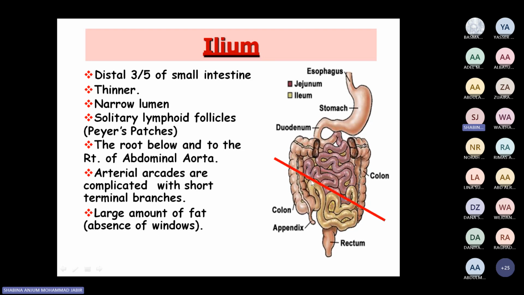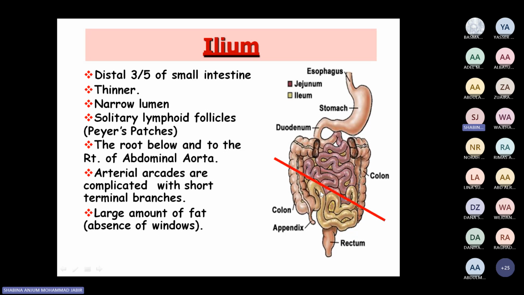Then we have the ileum. The ileum is about 3/5 of the small intestine. If you compare its lumen with the lumen of the jejunum, it is narrow. And if you open it, you will find some lymphoid follicles, solitary lymphoid follicles. They are called Peyer's patches.